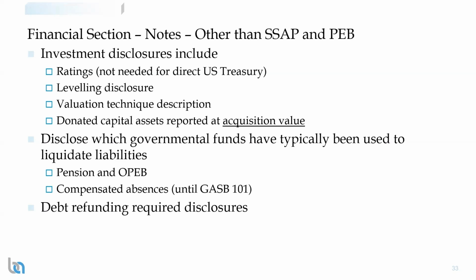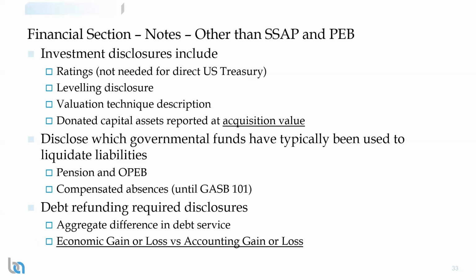Debt refunding disclosures. When you have debt refunding, there are some additional disclosures that need to be made rather than just a regular debt issuance. So you can't use your template from a debt issuance and then just use the same template for refunding debt. You need to add some additional discussion here. You need to discuss the aggregate difference in debt service between the refunding debt and also the refunded debt. And then also what was the economic gain that needs to be presented.